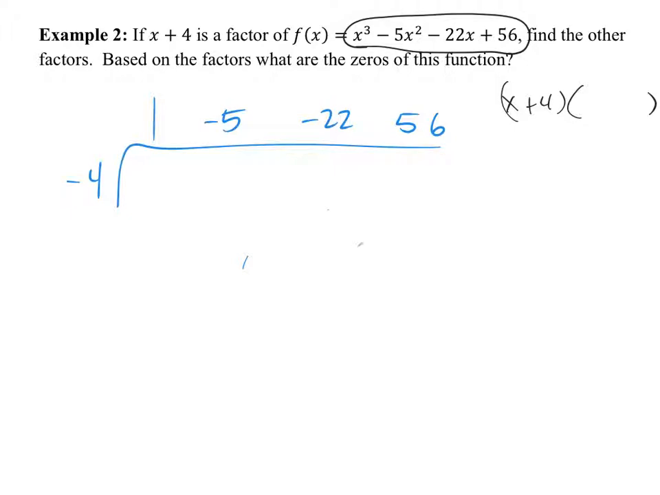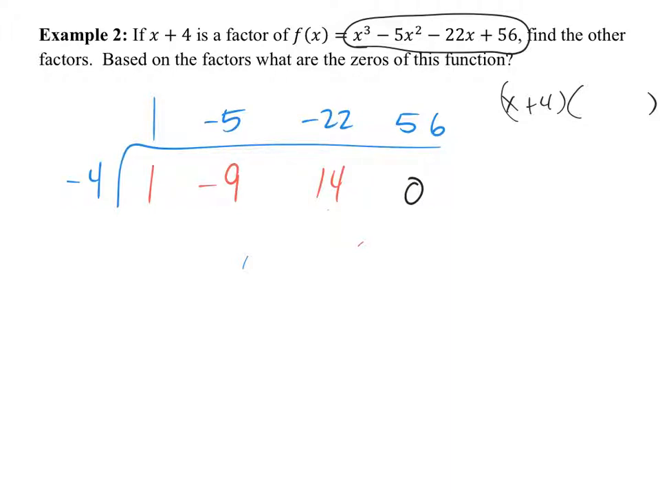Bring down the 1. -4 times 1 is -4. -4 and -5 is -9. -4 times -9 is 36. 36 minus 22 is? What do you got? 14. -4 times 14. What do you think it's going to be? -56. And then when you add 56 to that, 0. It's not a coincidence.